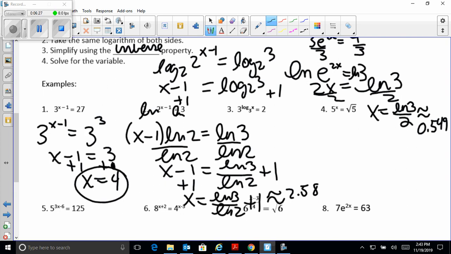To find the log, you do alpha window, and the log is number 5. So you can do a log base.